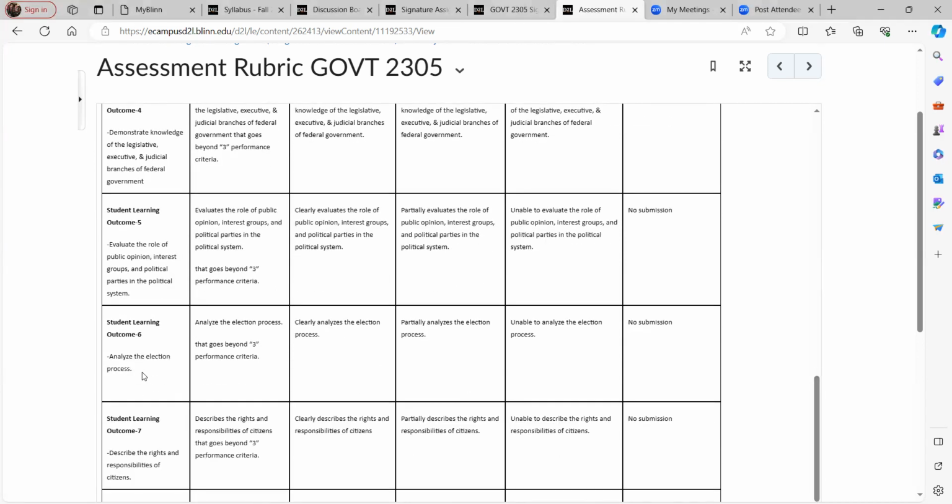Evaluate the role of public opinion, interest groups, and political parties. Like we mentioned before, take a look at how the public views this issue. How do the interest groups view this issue? How do the political parties view this issue? And then analyze the election process, like we said. Talk about not just how you personally see it, but also how this issue could impact the 2024 presidential election. Immigration and border security issues are going to be big in this upcoming presidential election, because unfortunately we've seen a lot of instability along the southern border, especially here in Texas. So that's definitely something that's going to get a lot of attention.